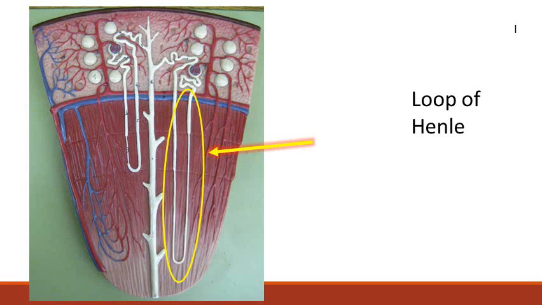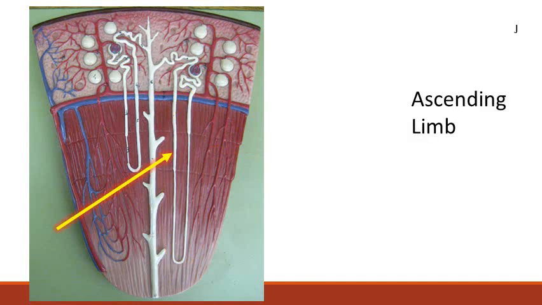All right, so here's the loop of Henle. Like I said, the nephron is the functional unit. The loop of Henle would be the most important portion of that if you wanted to label it that way. Here we have the ascending limb. So we have the ascending limb, and you'll notice that it does get thicker, and then it's thinner down here, and this is the descending limb.